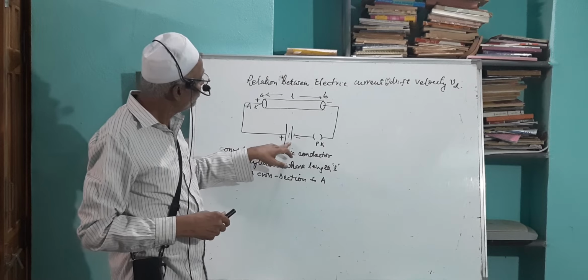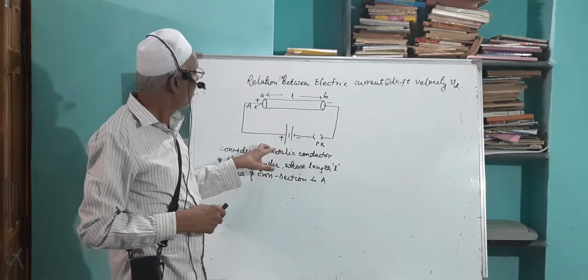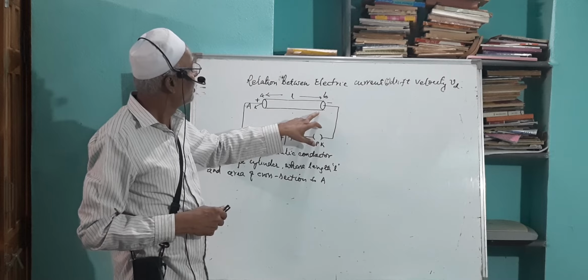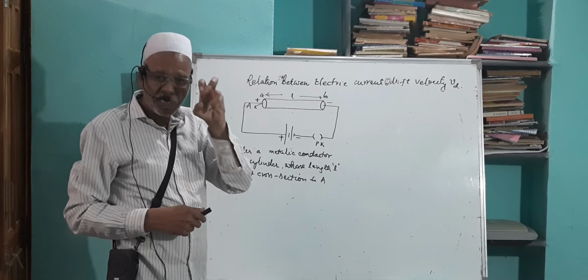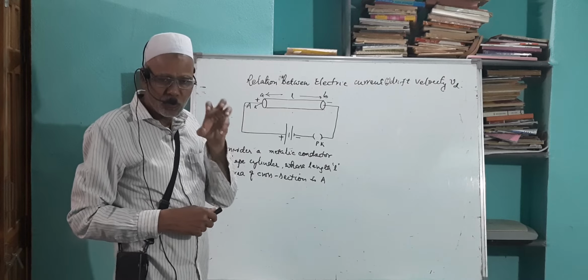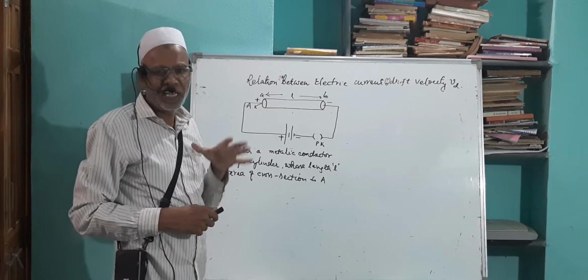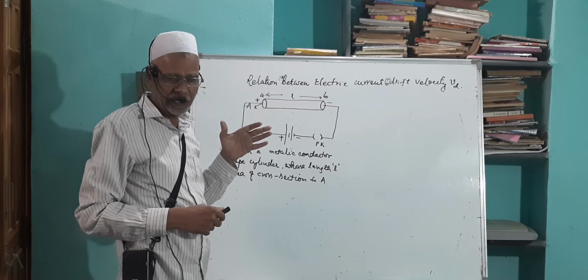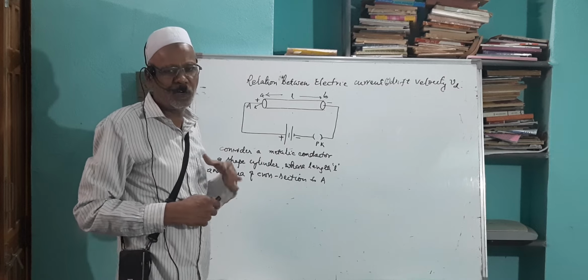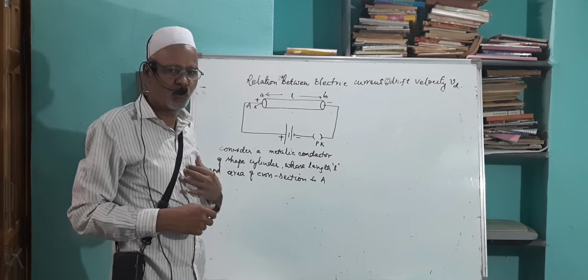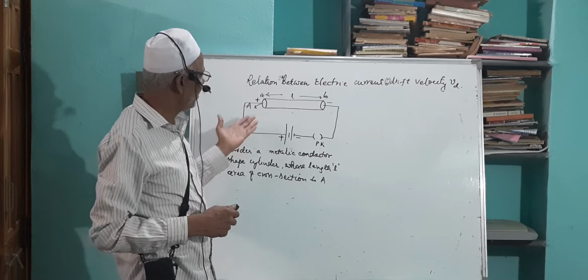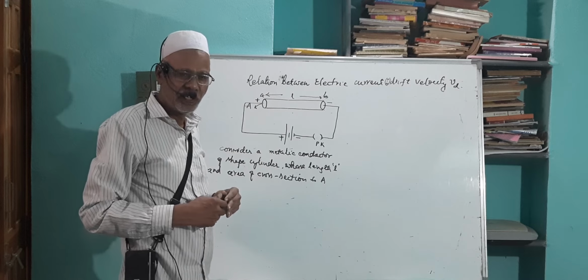Likewise, as soon as we connect this battery to this conductor or cylinder, electrons will start to move in a specified direction. Whenever the charges are moving in a specified direction, as a result, electric current is constituted in the circuit. Electric current is generated in the circuit.